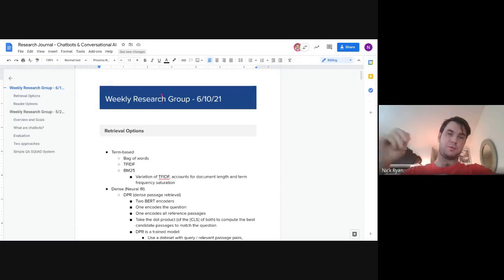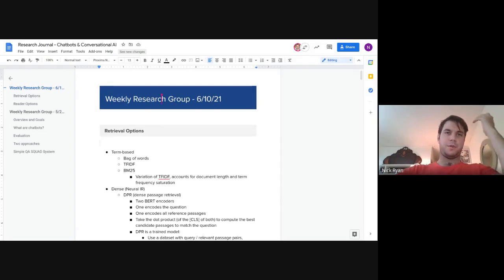So that said, today we're just going to look at a couple of the options for retrieval, and this is essentially information retrieval, which is a classic task in NLP. But today this is a little more focused on question answering.